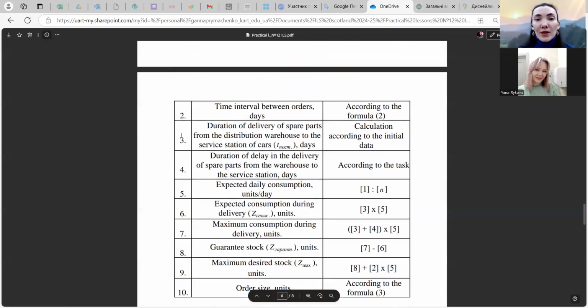Our next number 3, we already found it. It is the duration of delivery from the distribution warehouses to the service station of cars. It is the same as point 3 in our previous table, so we only rewrite it here. The next also, we will rewrite: the duration of delay of spare parts from the warehouse to the service station in days. We already found it.